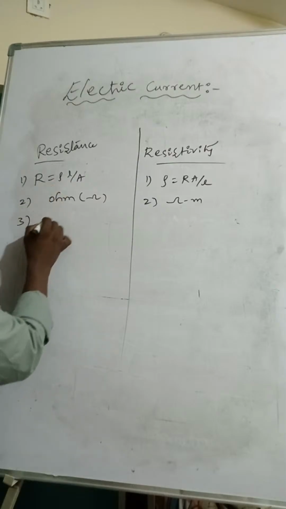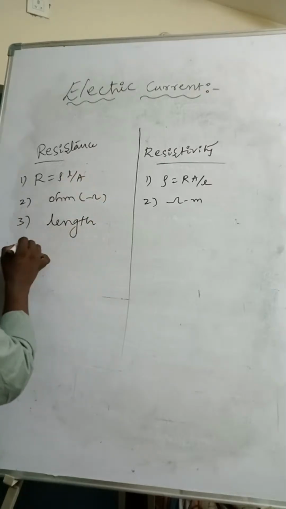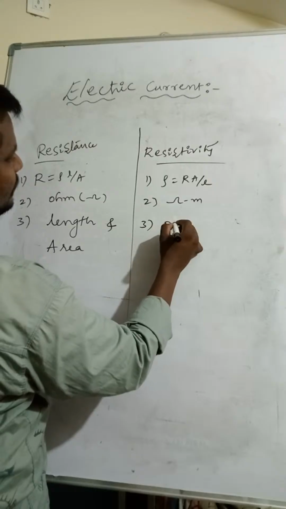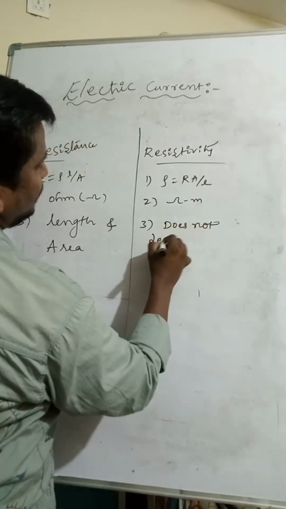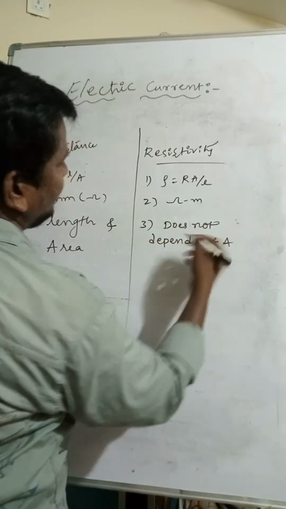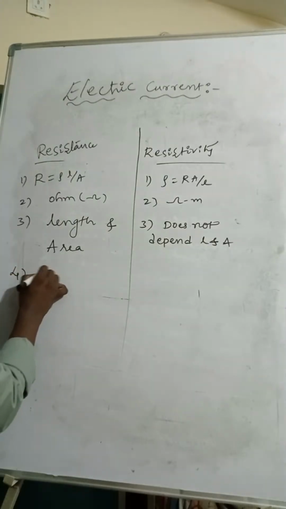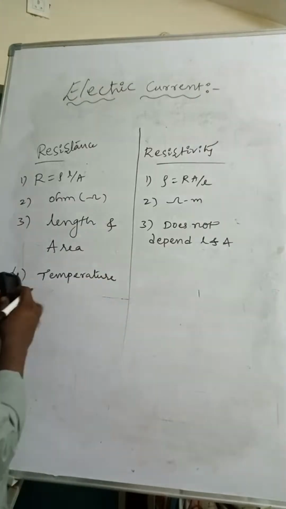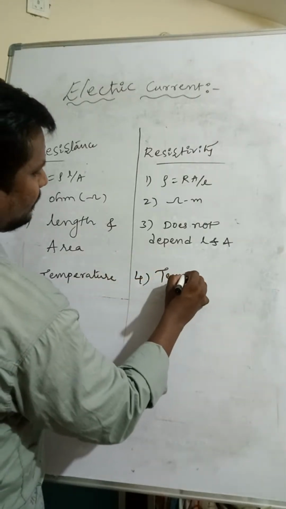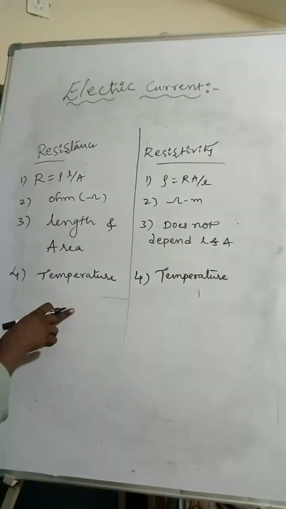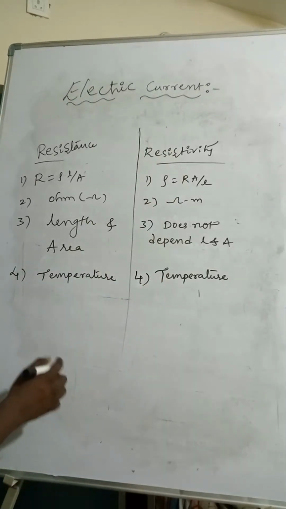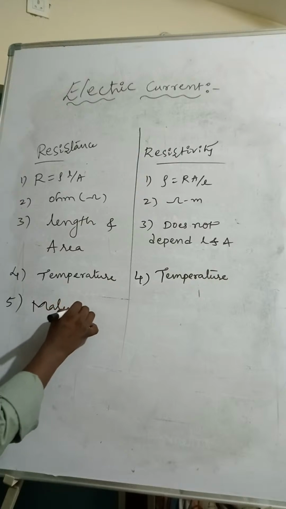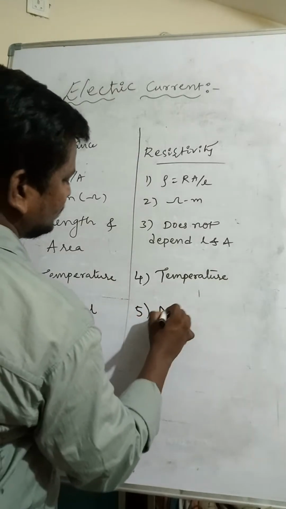The third point: resistance depends on length and area. Resistivity does not depend on length and area, or physical dimensions. The fourth point: resistance depends on temperature, and resistivity also depends on temperature. The fifth point: resistance depends on material, and resistivity also depends on material.